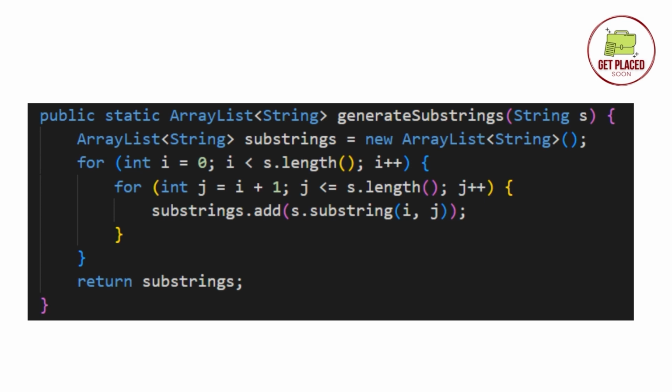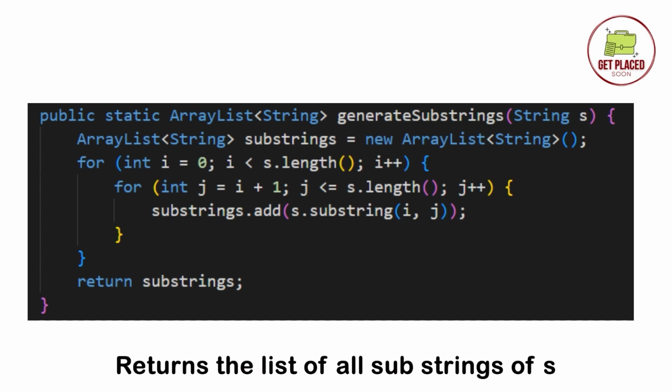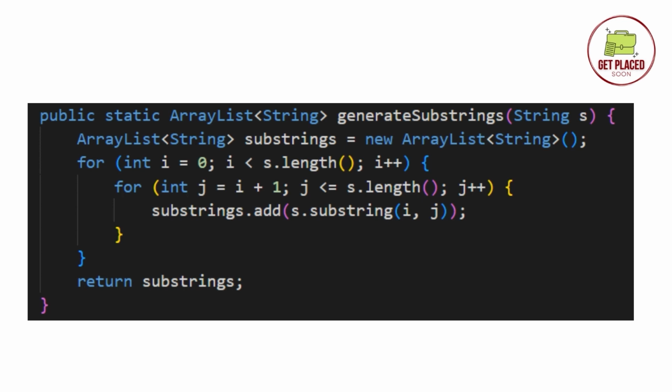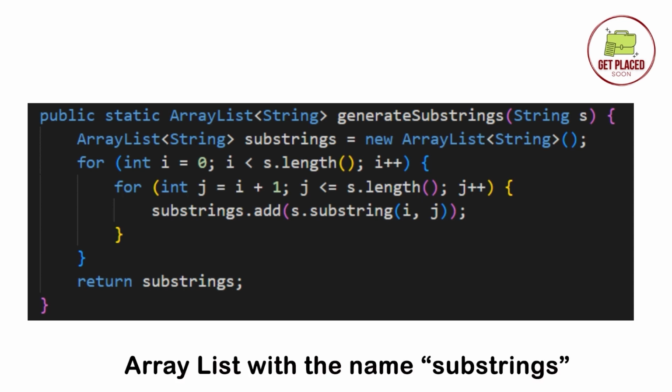Now let us see how to code to get our substrings. In this function generateSubstrings, we are taking an input string S, and this function at the end returns a list of all substrings of S. In the first line inside the function, we are creating an ArrayList with the name substrings.